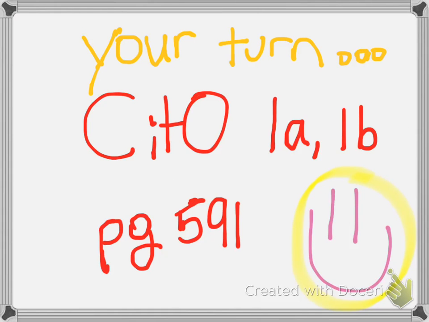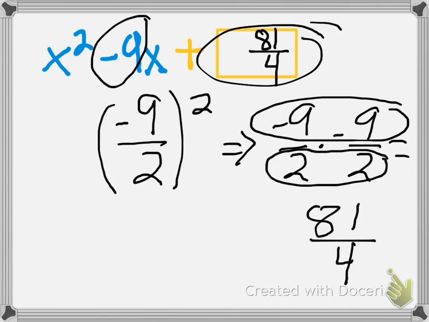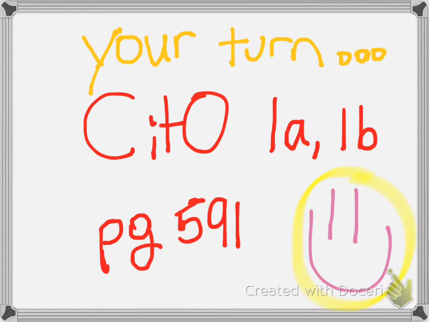Check it out, 1a and 1b, that is on page 591. In the Google form, you don't have to write the whole trinomial, just write what's missing in the box, whatever that number is. You don't have to worry about writing the first terms of x squared or a 12x. Just write that missing term in your Google form below.